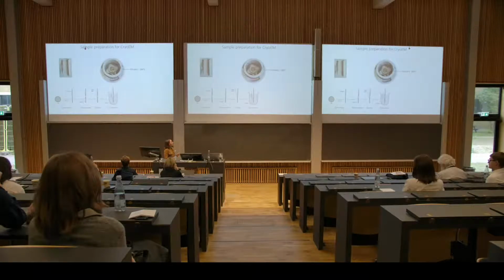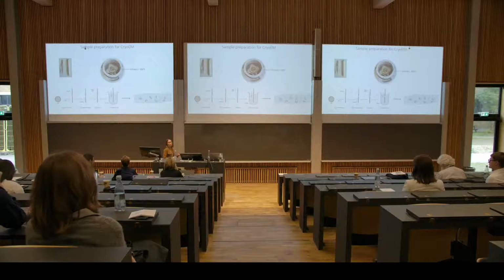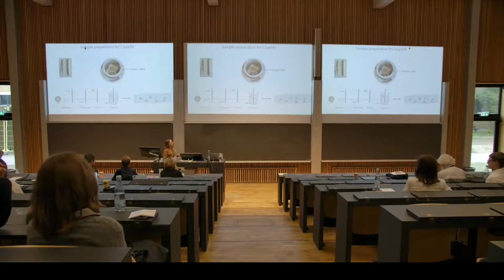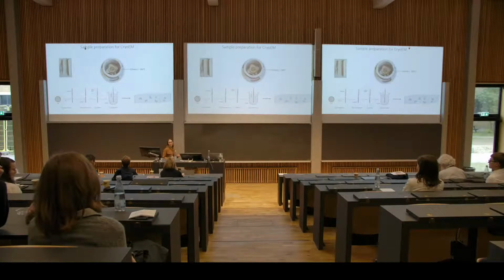And the final step is very rapid plunging of this grid into liquid ethane. And as a result of it, we get our proteins, hopefully at random orientations, frozen in a very specific type of ice called vitreous ice. And this ice differs from the regular ice in a way that it is devoid of the ice crystals.